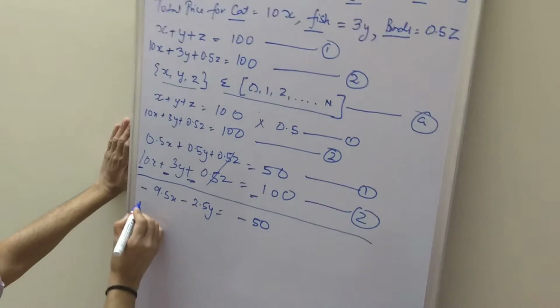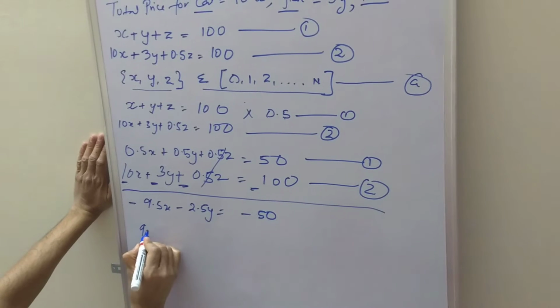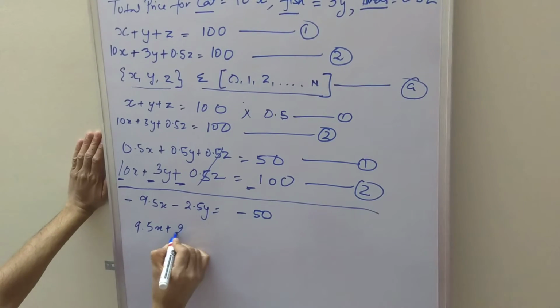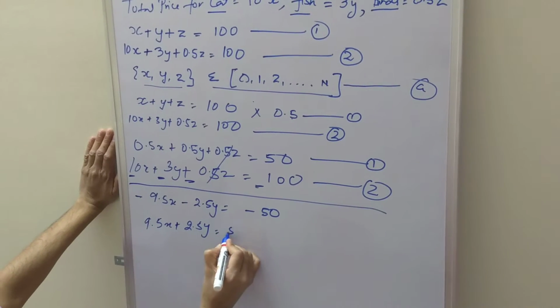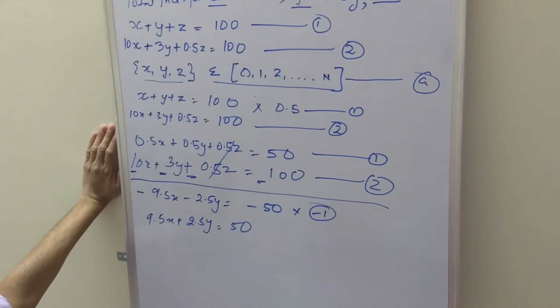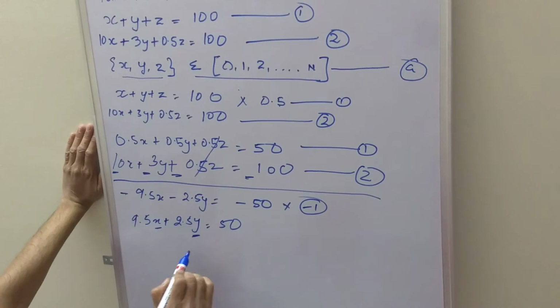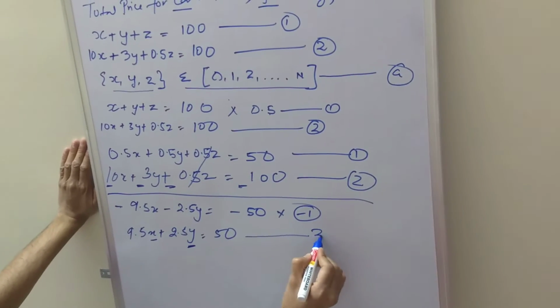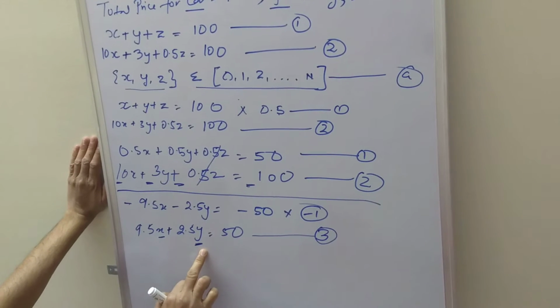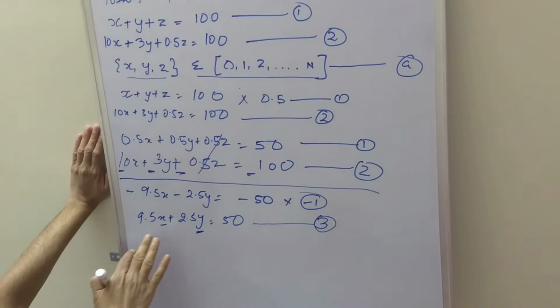You can multiply the entire equation by minus 1, so this becomes 9.5x plus 2.5y is equal to 50. Now you have to find x and y. Again, this is your third equation. You have to find x and y, but you have only one equation and two unknowns.